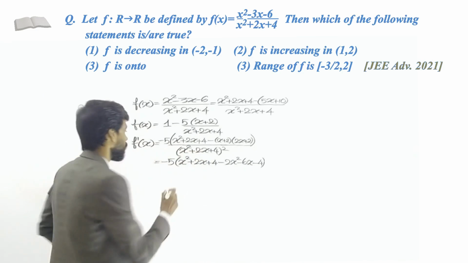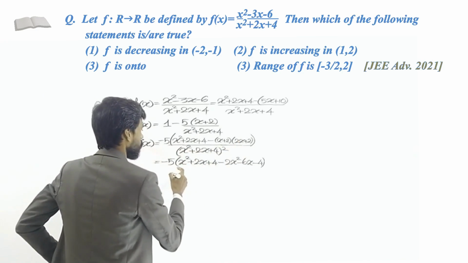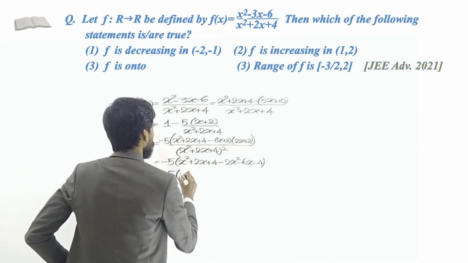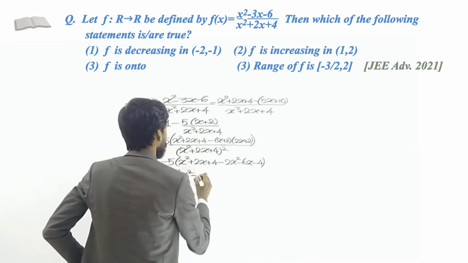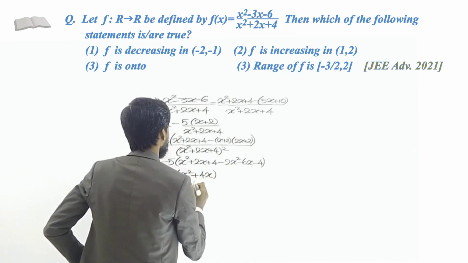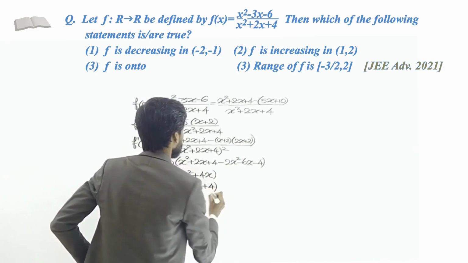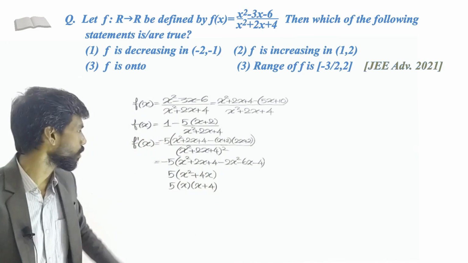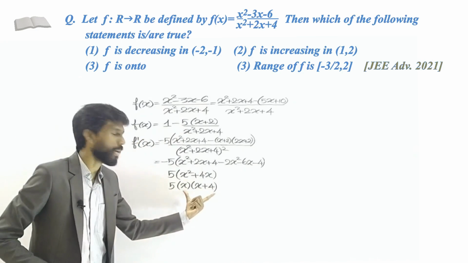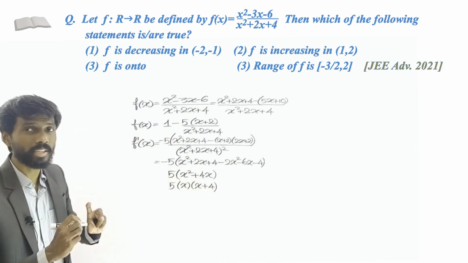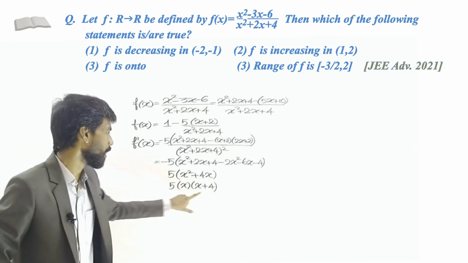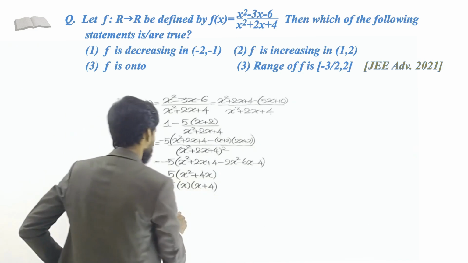Yes, now let us simplify this. So we will get minus x squared, so 5 multiplied by x squared plus 4x. So we'll get x multiplied by (x plus 4). This is the given expression with the denominator which is always positive. Now we have to see where this function is negative or positive. X multiplied by (x plus 4), right? So that means the function is negative between minus 4 and 0. So the rest of the values it is positive.